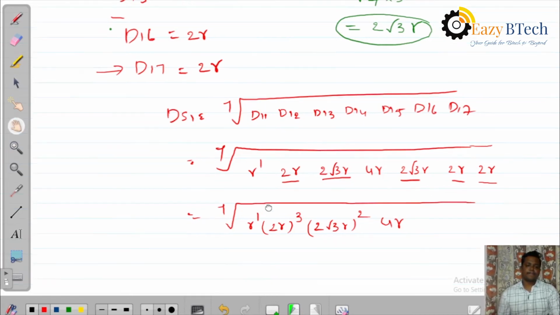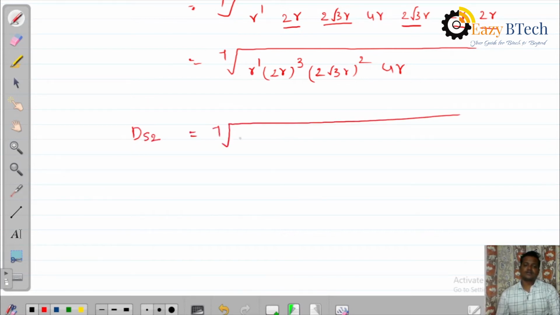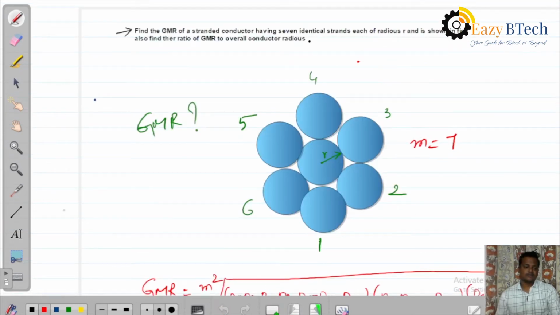Okay. Now here we want to calculate DS2. DS2 is also the same as DS1. It is D21, D22, D23, D24, D25, D26, D27. This is the form. Now, from the diagram, I will take the same.